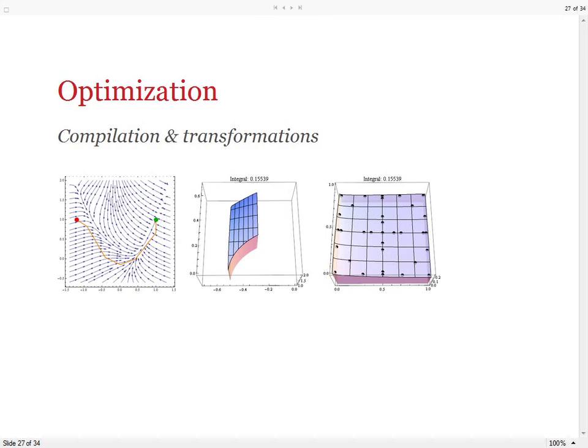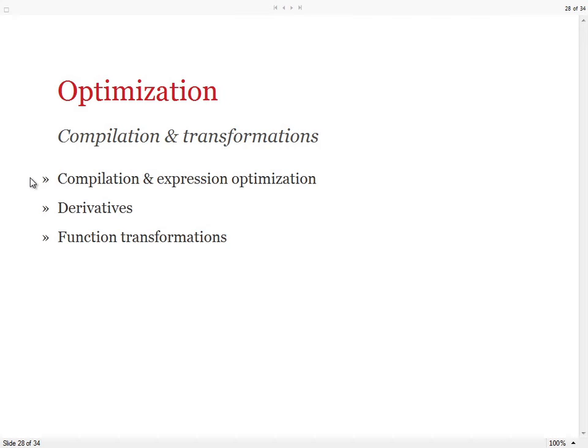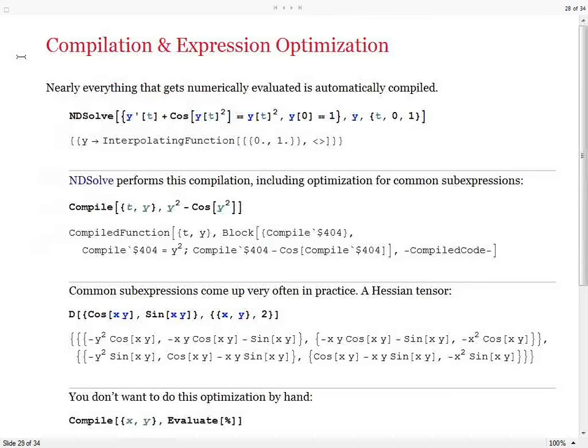So in this final section, I'm going to show a couple of ways in which symbolic computation enables automatic optimization. First, I'll talk about the optimizing compiler, then about the symbolic computation of derivatives, which are useful in many numerics functions. Finally, I'll give an example of transforming a problem into a different form in which it can be more efficiently solved.